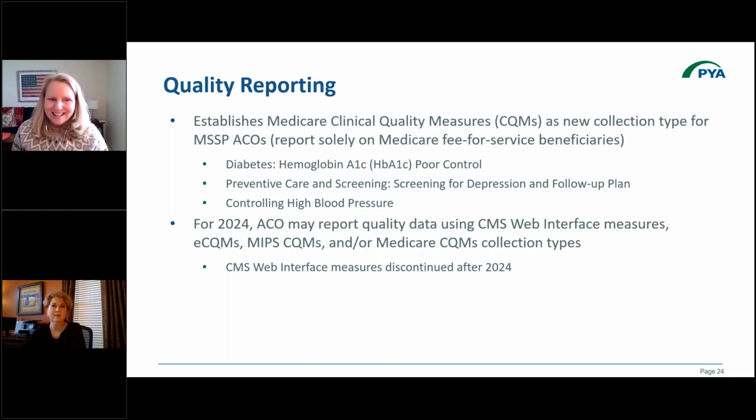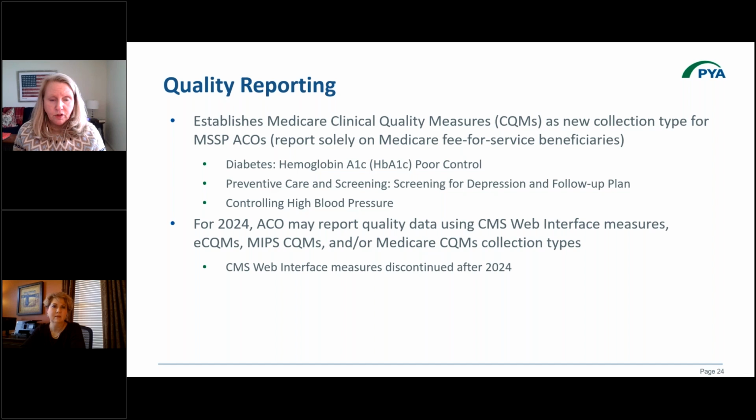Because of that, CMS delayed for a year the elimination of the CMS web interface measure. So this is the familiar, right? We get little lists that say, here are all the people you have to report on this particular measure. We know how to do that. We've been doing it since 2012, in effect. And so CMS says one more year, but this is it. 2024 will be the last year that you'll be able to use the web interface measures.